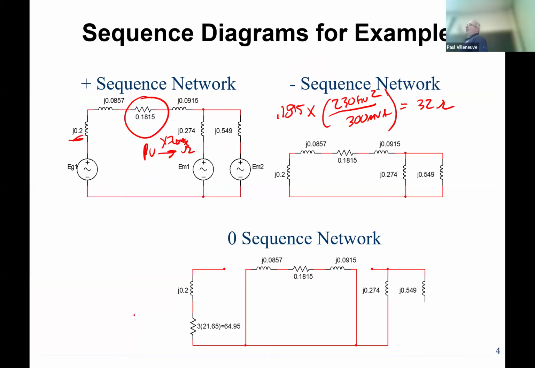Positive and negative sequence, piece of cake. Easy peasy. Zero sequence is not easy peasy. You've got to really think about it.